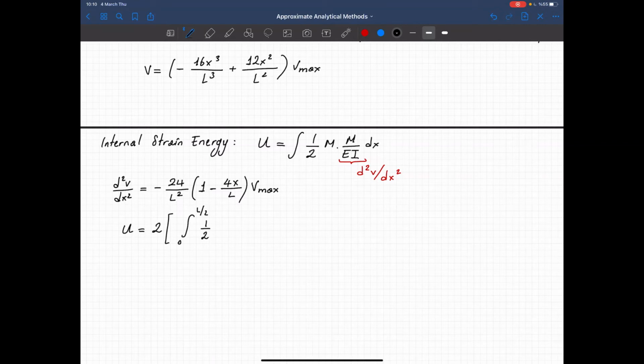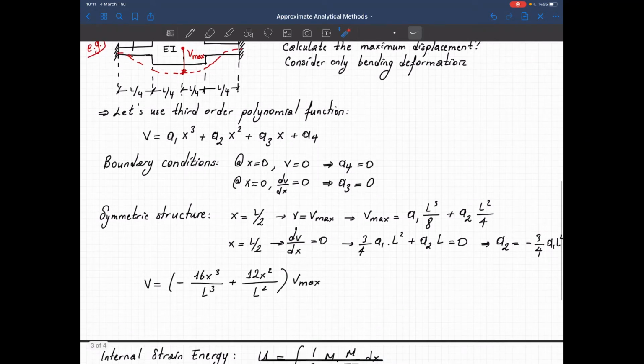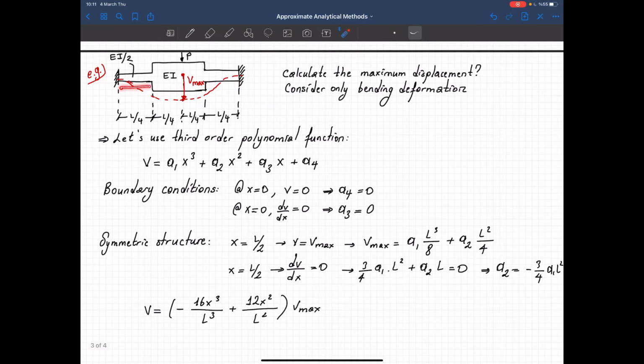1/2 EI times d square v divided by dx squared times dx. So in that equation I just represent the moment also as EI times the curvature. Okay, so we integrate that in two pieces. Here from 0 to L/4 I have EI/2. From L/4 to L/2 I have EI.